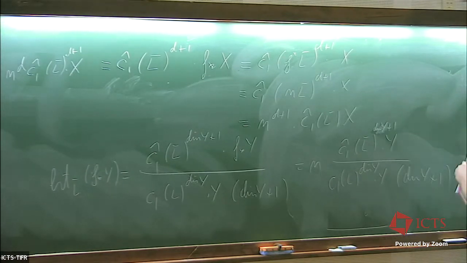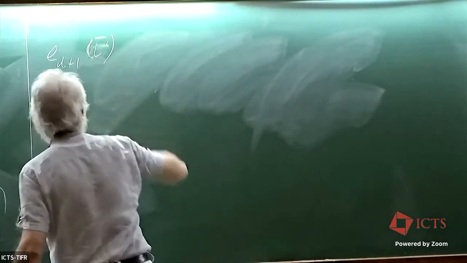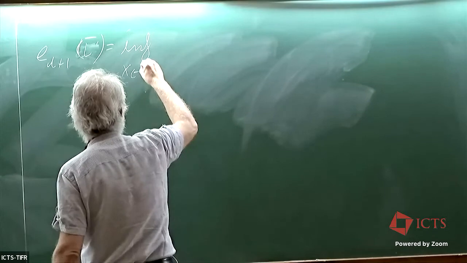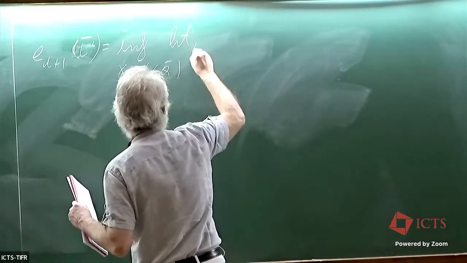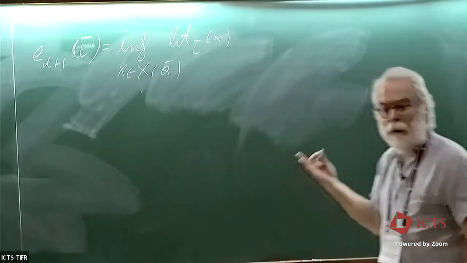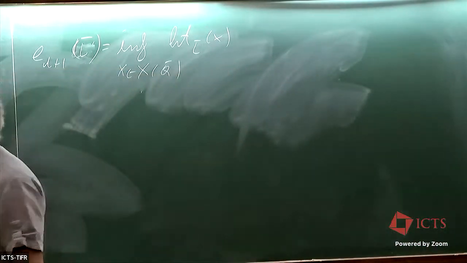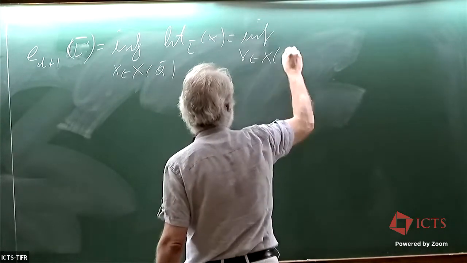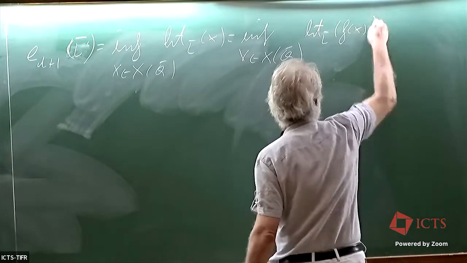Yes. So we have the E_{d+1} of Y of L bar. Sorry. This is the infimum for all x inside X of Q bar of the height of L bar of x. Now, the map in particular is surjective if it has higher degree at the level of X bar. So this is exactly the same as the infimum for all x inside X of Q bar of the height with respect to L bar of f of x.